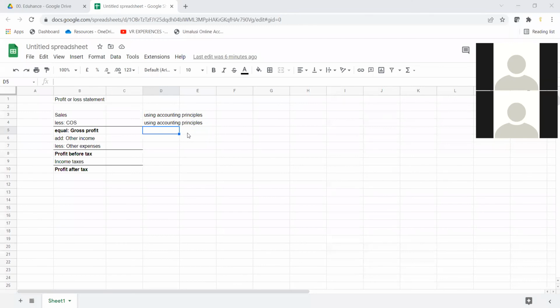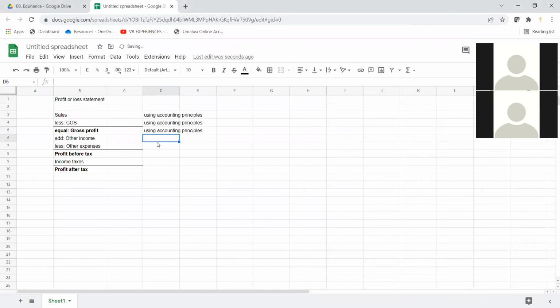So we have sales. Sales is determined using the revenue standard, so that is determined using accounting principles. Cost of sales is determined using the IAS 2 inventory standard, so that is determined using accounting principles. Now, gross profit is sales minus cost of sales. So by default, this is basically determined using accounting principles.